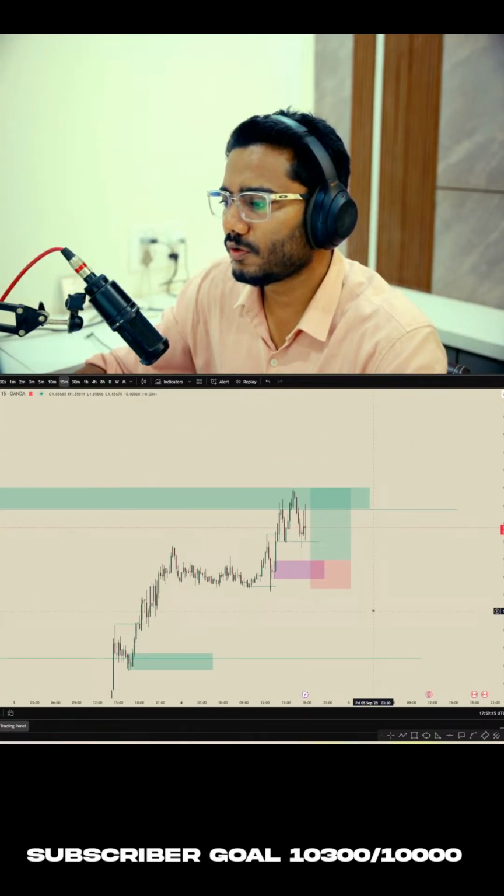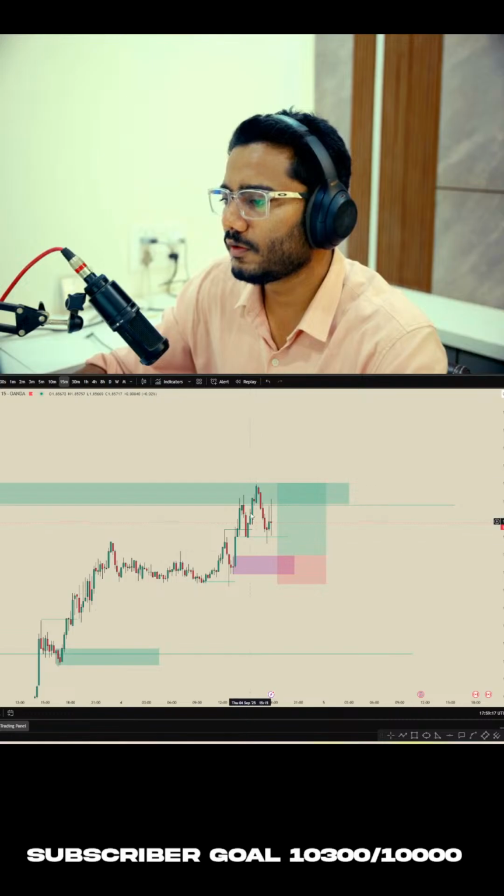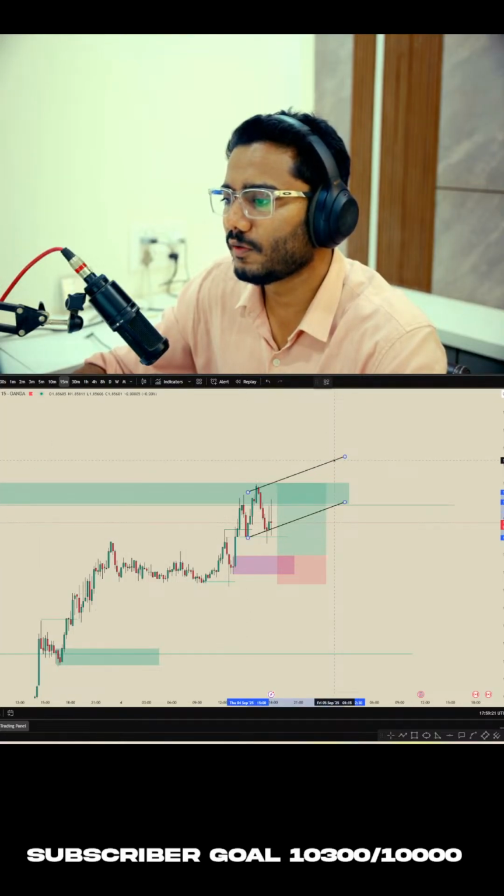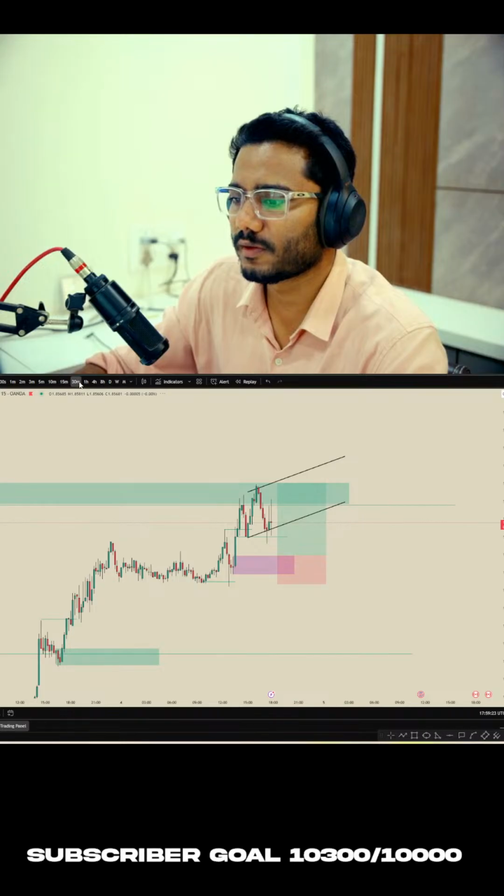There's another order block over here. Price is continuing creating liquidity, so it's creating higher highs. It's creating a channel over here, which is a trend line liquidity. So it's showing the momentum is still to the upside.